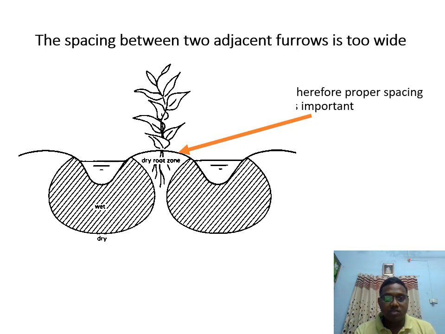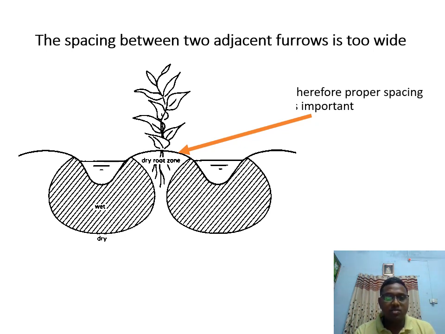Now this picture will depict the importance of this spacing. If the spacing between the adjoining furrows is too wide, the crop planted on this ridge has this area as its root zone, and this is the wetting pattern. It will not be able to wet this root zone area, because the spacing is too wide.